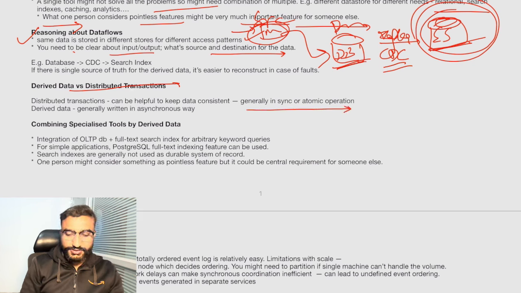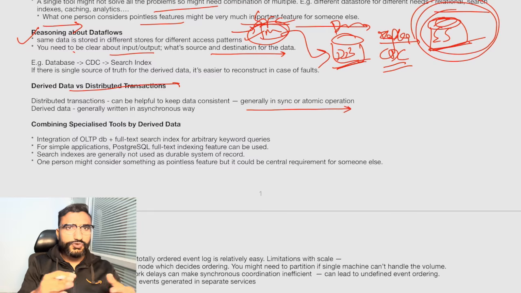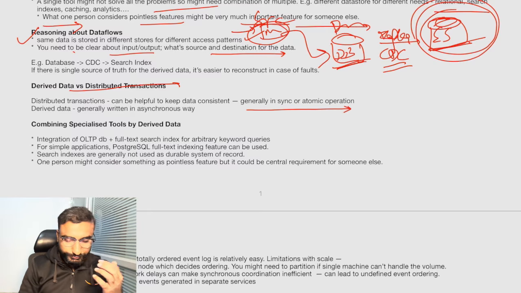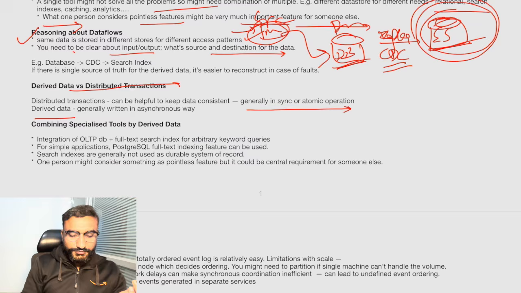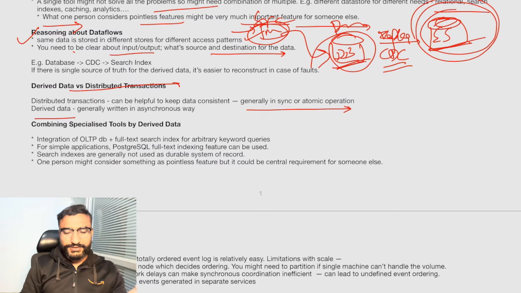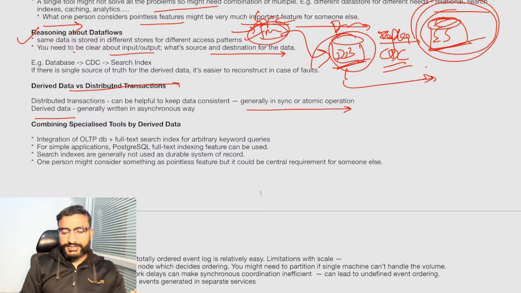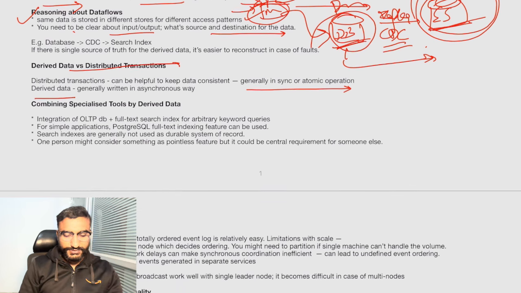Okay, generally in sync or atomic operation. So even if there are multiple databases involved, you try to store the data in a single consistent or atomic operation. Either it's saved in all the databases or it is not saved at all. But in case of derived data, we generally write it in an asynchronous fashion. The data is pushed to the relational database, and then once it is there, we publish some kind of event. CDC is a popular way to achieve it, and then it is asynchronously saved to our Elasticsearch cluster as well.